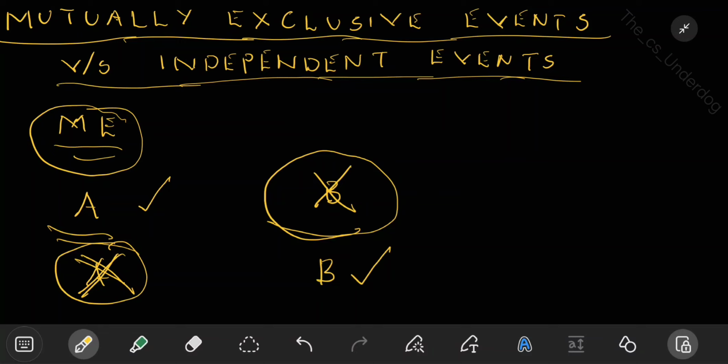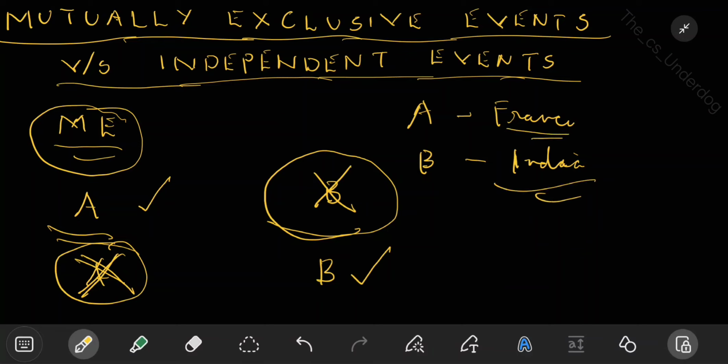Let's take an example. Let us say A is an event that you are presently in, let's say, France. And let's say event B says you are in India. Can these two occur together? Can you be in India and France at the same time? No. So these two are mutually exclusive. If you are presently in France, then you cannot presently be in India. And if you are in India, you cannot be in France. Only one among A and B can happen, right?